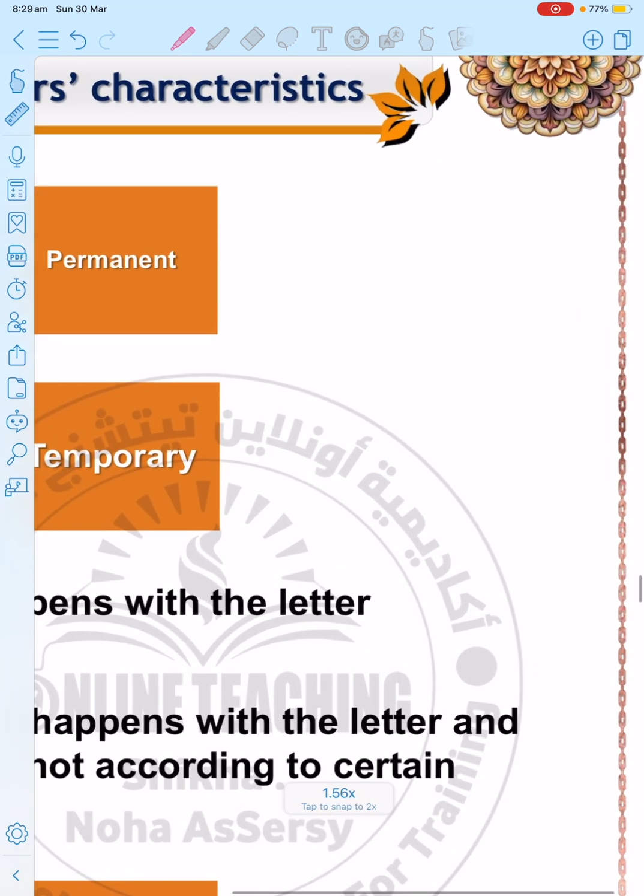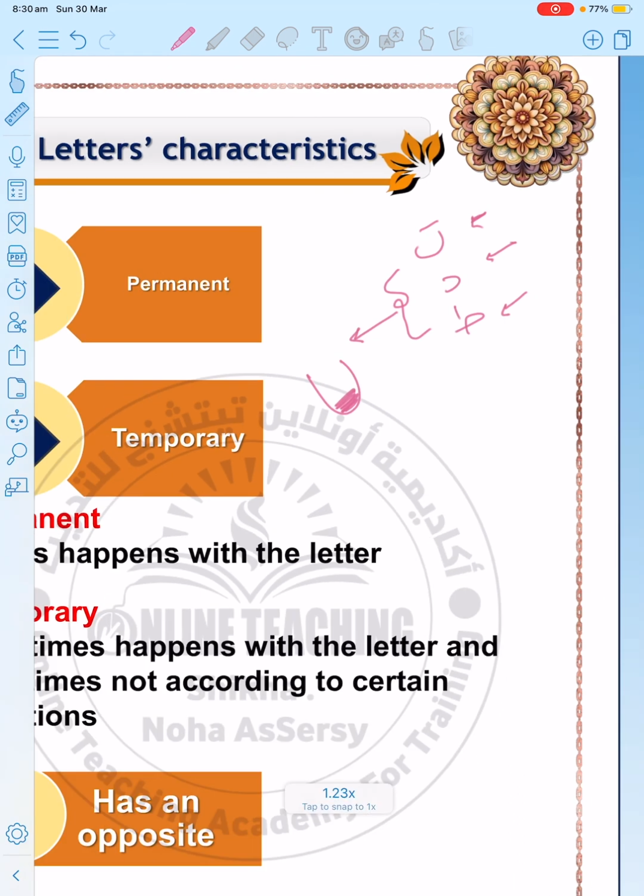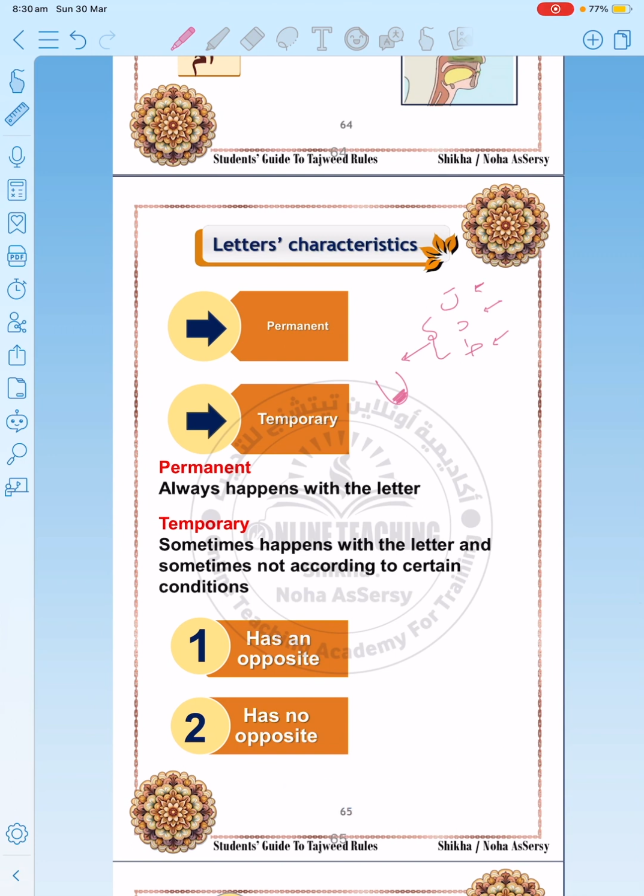Okay, we have ta, dal, and ta. These three letters, as we mentioned before, are from the same articulation point, which is the tip of the tongue with the gum of the two front top incisors. So this is the same makhraj. What makes ta different than dal, different than ta? Well, what makes them different is the characteristics of the letter.